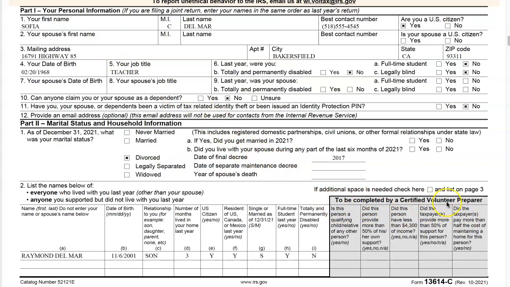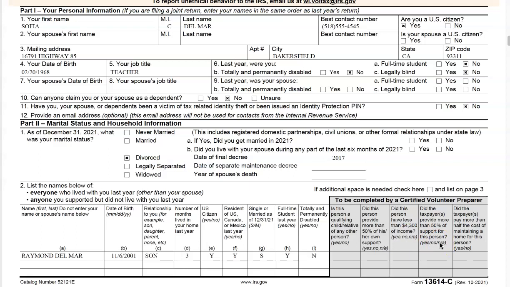Note there are 5 shaded blocks here. They are completed by a certified volunteer preparer. That's you. This will help you figure out the dependency status. This is, again, a requirement. Please don't skip this. So the first question, is Raymond a qualifying child or relative of another person? Well, Sophia's ex is not claiming Raymond this year as a dependent, the interview notes say, so the answer is no. Did Raymond provide more than 50% of his own support? There's no indication that Raymond works, so the answer is no. Similarly, the answer is no here for $4,300 or more of income.